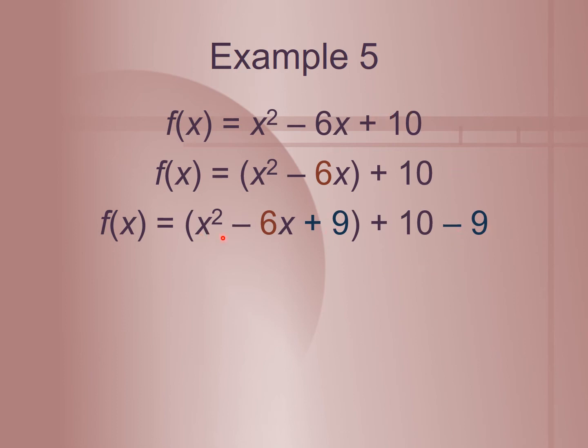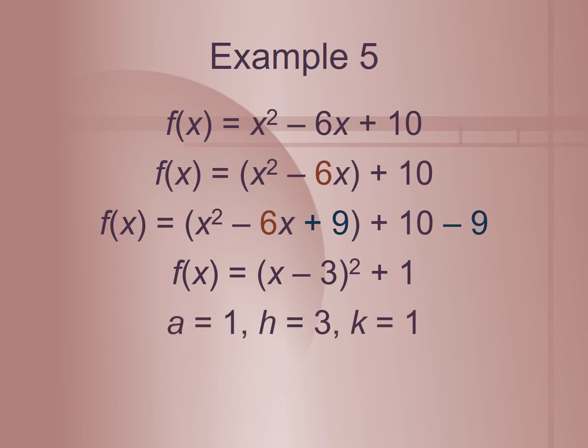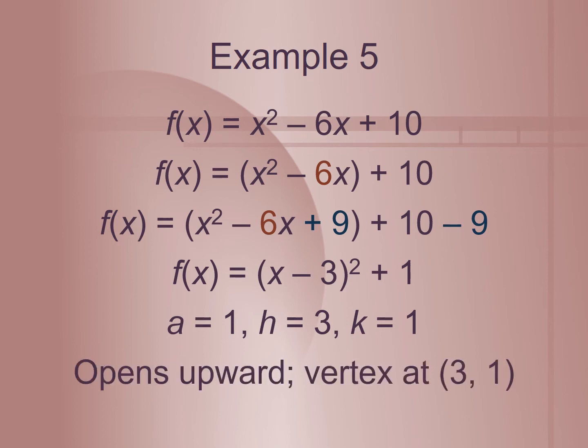So if we add 9, then we will subtract 9. And now that we've completed this square, this becomes a perfect square. So this x squared minus 6x plus 9 becomes (x minus 3) squared. And then we'll go ahead and simplify this. 10 minus 9 becomes 1. Now this is in vertex form, which we can identify the vertex and the line of symmetry. So your h value is 3, your k value is 1. Your a value is 1, which means it opens up like the parent function. So it's going to open upward, and the vertex is at 3, 1.